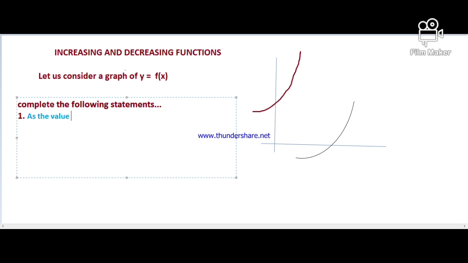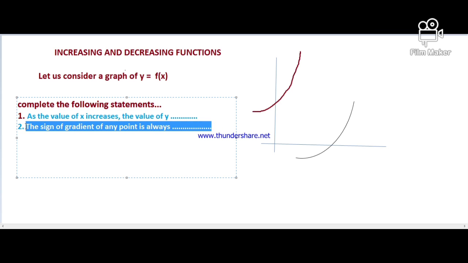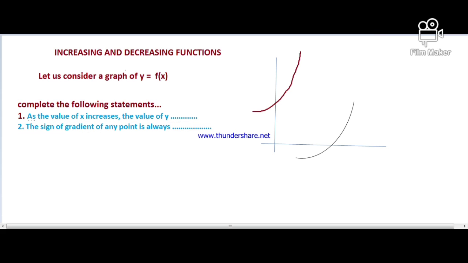So based on this graph, let's discuss two questions here. The first question is, as the value of x increases, the value of y becomes dash. What happens to the value of y? And question number two is, the sign of gradient is dash. Means the sign of the gradient of any point on this curve is always dash. So let's answer these two questions.